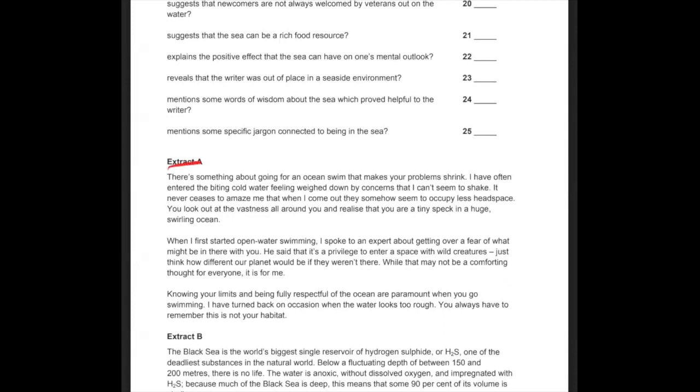This basically talks about how going for a swim in the ocean makes your problems shrink, right? And the persona is talking about his experiences when he goes out for a swim in the ocean. As you read through this, you should be able to summarize it briefly in your head and also think about the key words that you associate with this paragraph. This is all about summarizing and associating certain buzzwords or keywords with the theme of the paragraph, hence thematic reading.